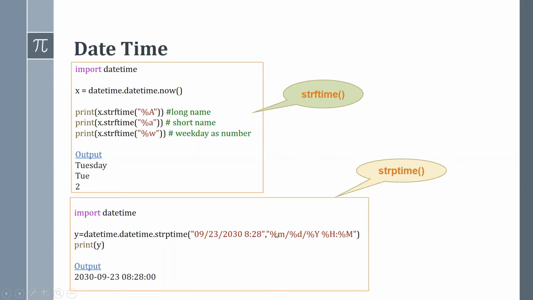But followed by that, I'm telling it percentage m, percentage d, percentage Y, H, and M. Meaning I'm telling 9 is the month, 23 is the date, 2030 is the year, 8 is the hour, and 28 is the minute. So I'm telling the system what I am passing exactly. If I just pass this first variable, the system will just take it as a string. The moment you give the second format and use this strptime function, the system will actually understand this is a date, and this value y will now hold a date variable. Now if you see the output, it is formatted exactly as a date in Python. So that's how you convert a date to a string, or a string to a date, or vice versa.